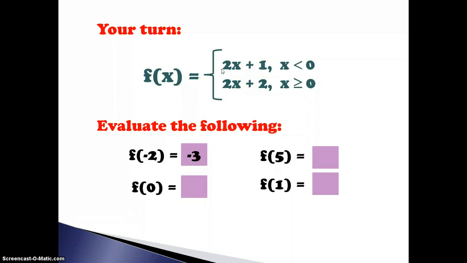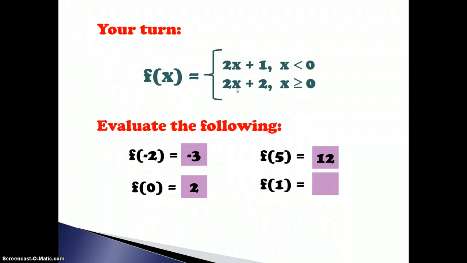Now let's see what 5 looks like. F of 5. Of course, 5 is greater than 0. I'm going to use my second function. So 2 times 5 is 10, plus 2. You should get 12. Now be careful. This one's a little tricky. It says f of 0. Both of these have 0, but remember, f of 0 is when x is greater than or equal to 0. So you're going to plug in 0 into our second equation. So 2 times 0 is 0, plus 2 will give you 2.